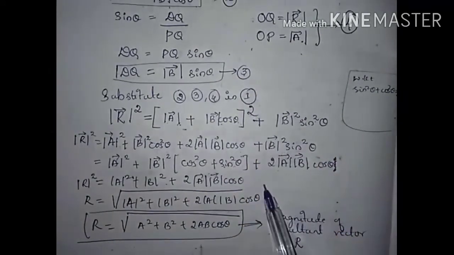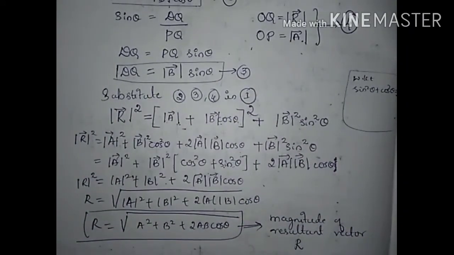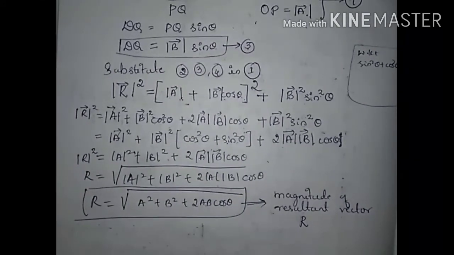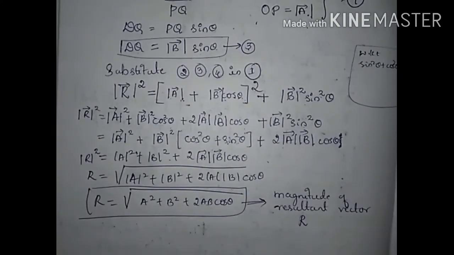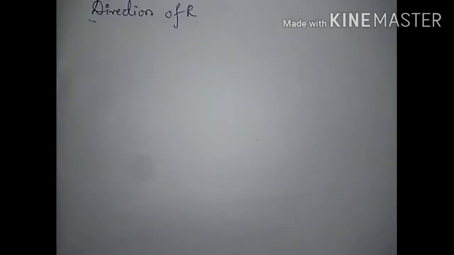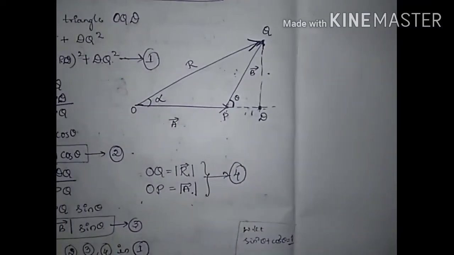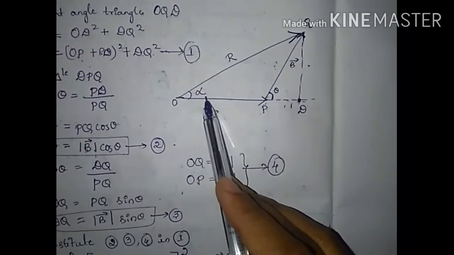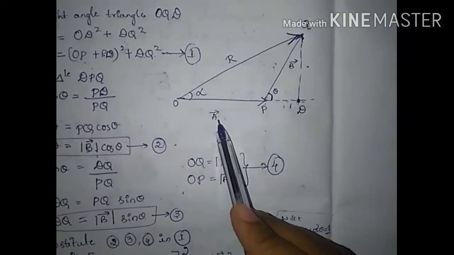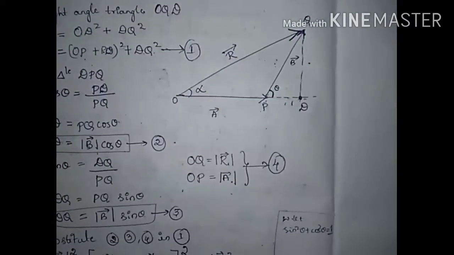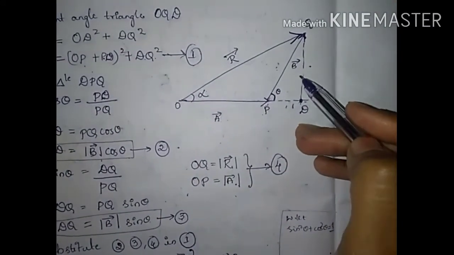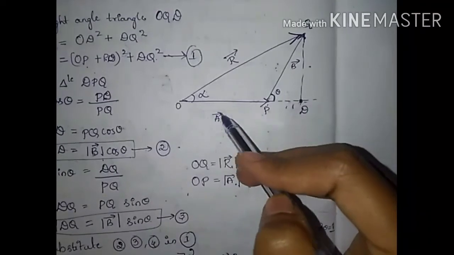So by doing all these things, you found the magnitude of vector R. Now you have to find the direction of R. You know that R makes an angle alpha with the vector A. So if you see here, R is making angle alpha with the vector A. This is vector A, this is the resultant vector R, and this is vector B.